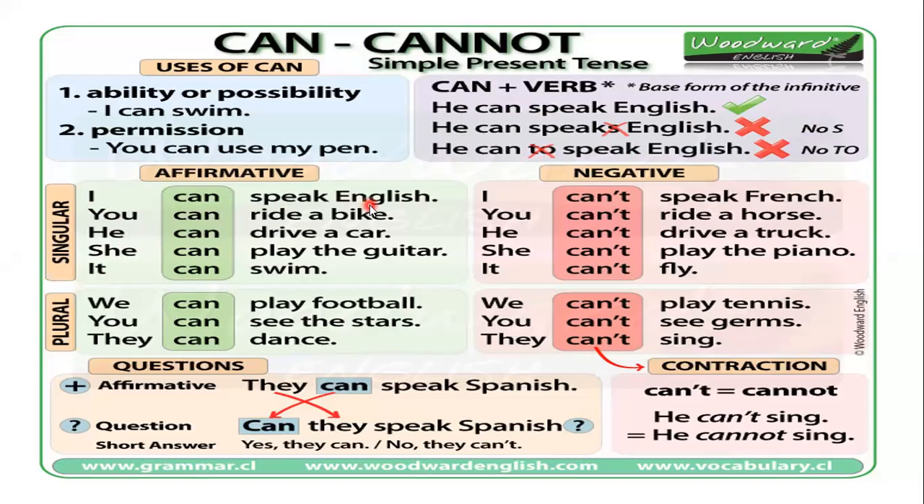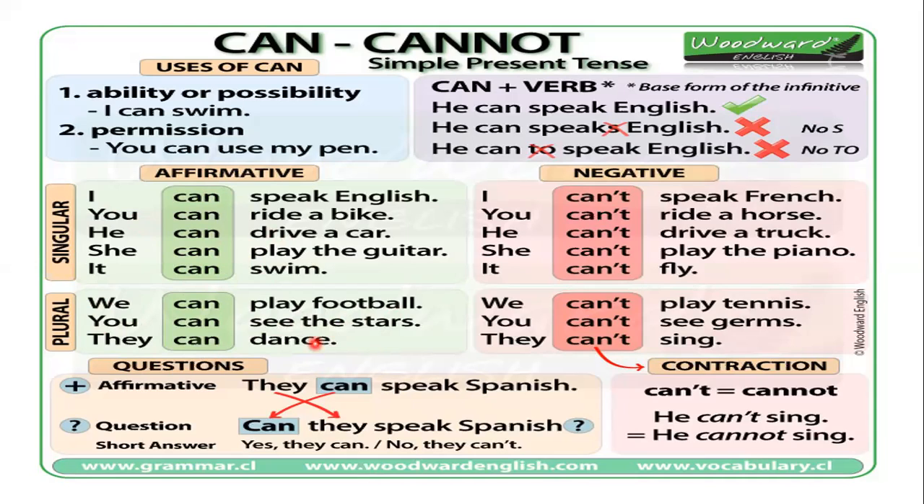You say, I can speak English, you can ride a bike, he can drive a car, she can play the guitar, it can swim. If you see, in these cases I'm talking about the possibility or the ability to do something, right? But we can also use a plural form and say, we can play football. If you see the word can, the modal auxiliary doesn't change, right? With any of the persons, no matter if it's singular or plural, it remains the same, can. We can play football, you can see the stars, they can dance.